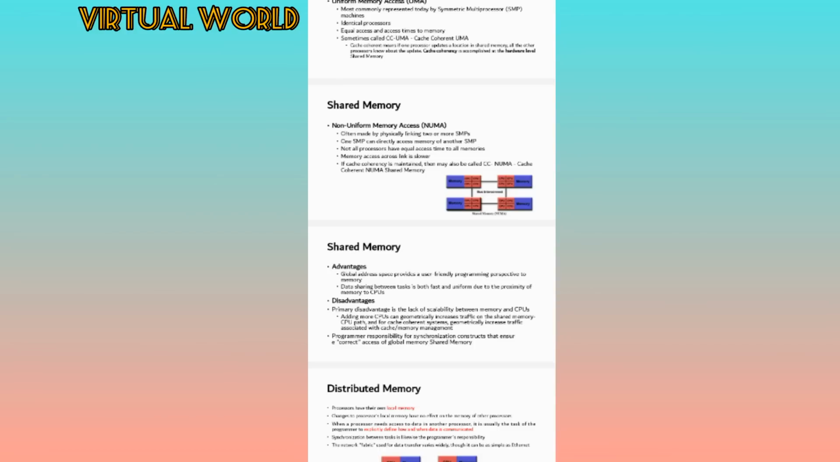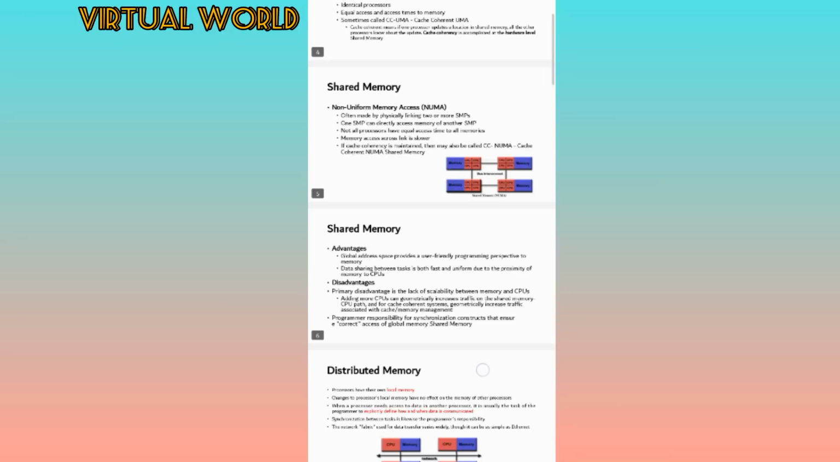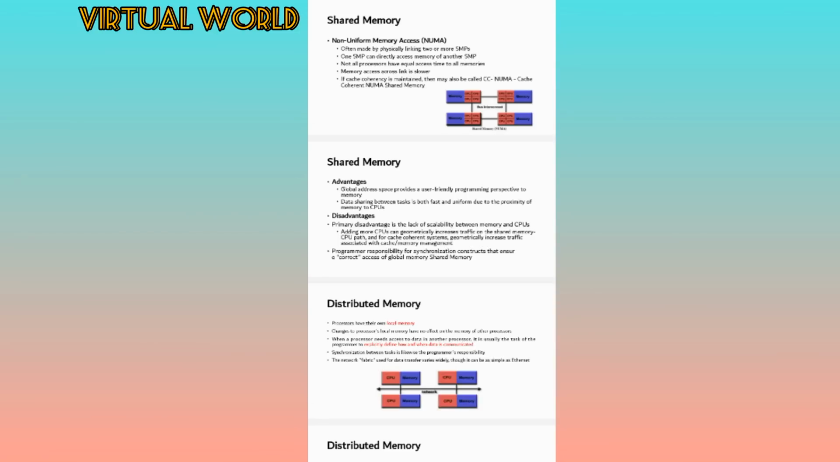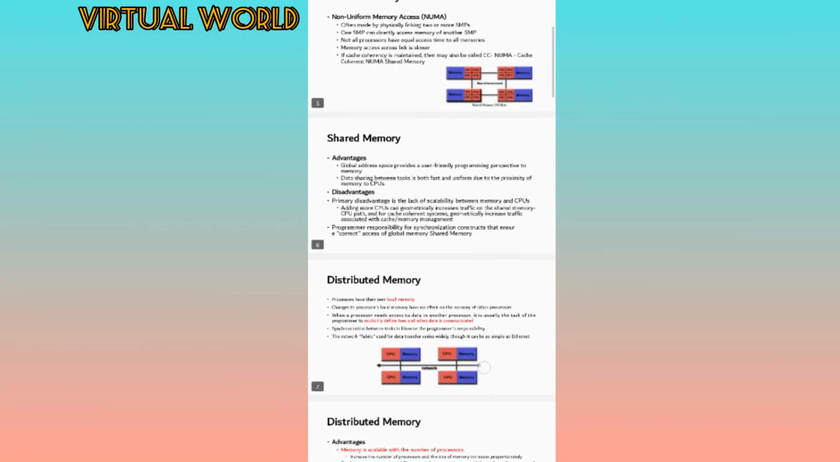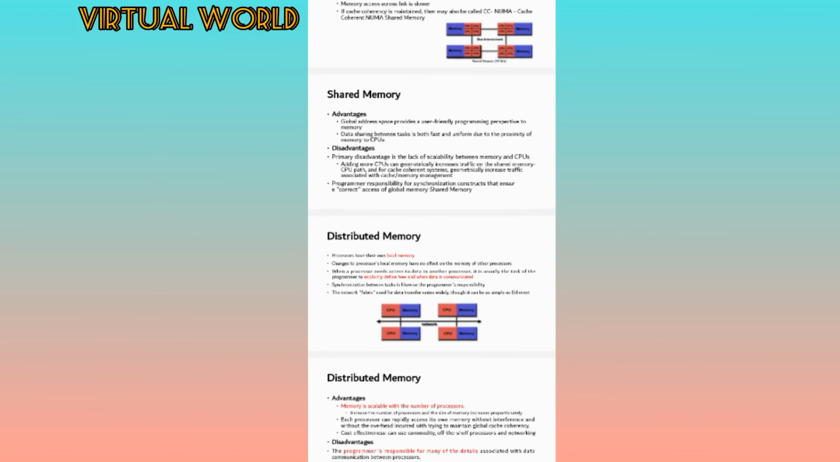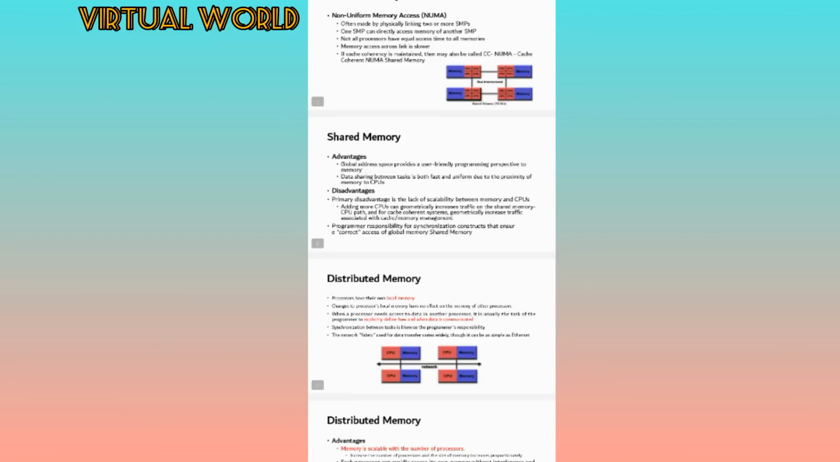What does cache coherent mean? It means that if one processor updates a location in the shared memory, all the other processors know about the update. Cache coherency is accomplished at the hardware level. Next, we have NUMA, which stands for non-uniform memory access. It is often made by physically linking two or more SMPs, so one SMP (shared memory processor) can directly access the memory of another SMP. Not all processors have equal access time to all memories, and memory access across the link is slower. If cache coherency is maintained, it may also be called CC-NUMA, cache coherent non-uniform memory access shared memory.